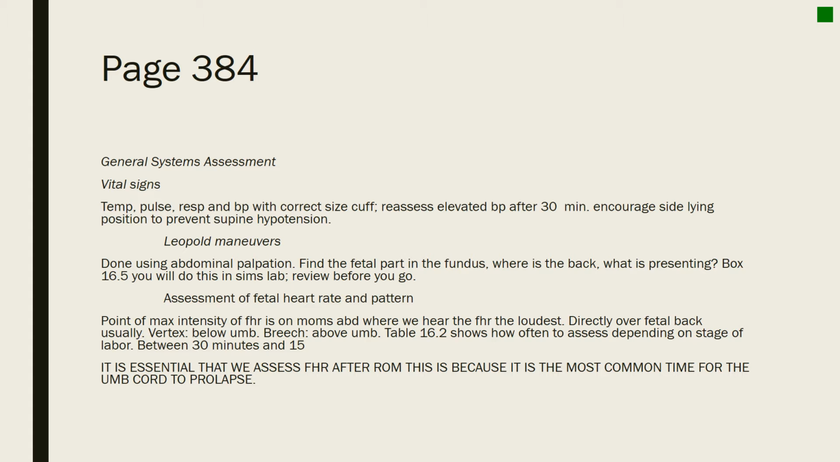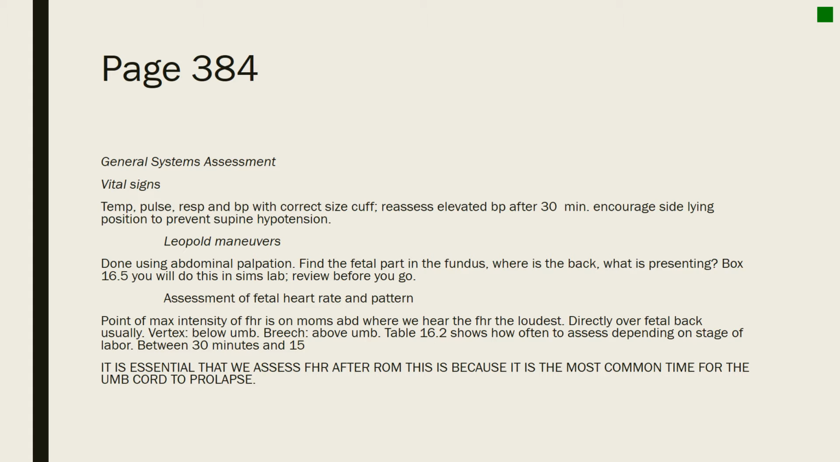Assessment of fetal heart rate and pattern. The point of maximum intensity of the fetal heart rate is on mom's abdomen where we hear the fetal heart rate the loudest. It's usually right over the back. If the baby's vertex, it's going to be below the umbilicus. If they're breech, it's going to be above. Table 16-2 shows how often to assess. Depending on the stage of labor, it's between 15 and 30 minutes.